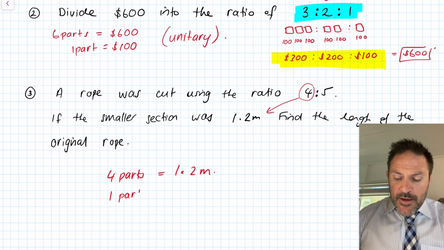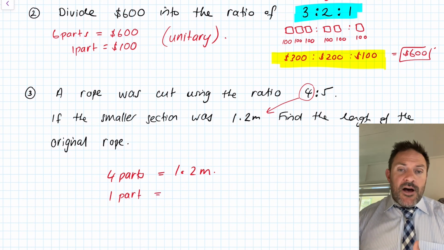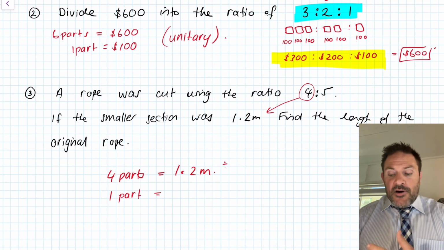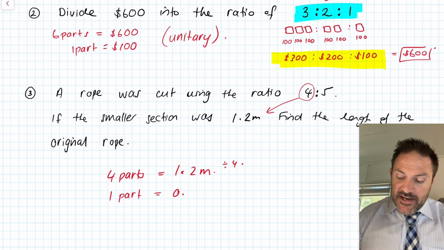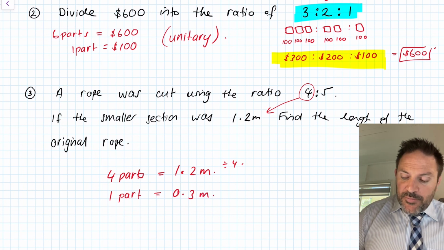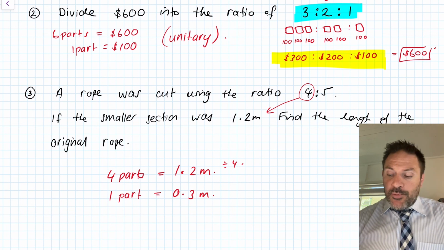So I'm going to look at the same method though, unitary. I'm just going to find one part. How do I do that? Well, I just simply divide it by how many I've got. I've got 4, divide it by 4. Okay, 12 divided by 4 is 3. We need to have a decimal point in there. So 0.3 meters, you can do it on a calculator. So every single part is worth 0.3 meters.